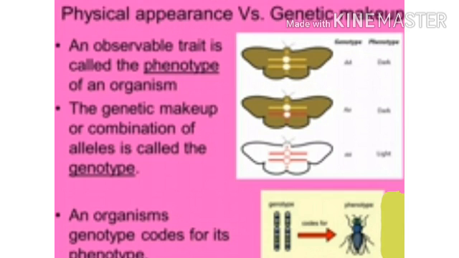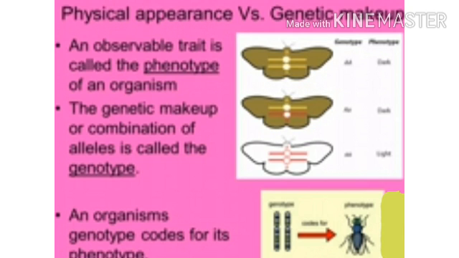Next terms are phenotype and genotype. Phenotype is an observable trait of an organism, or you can say it is the physical appearance of an organism. So you can see here that two types of moths are present, a dark colored moth and a white colored moth. This is the physical appearance, this means the color of the moth. This is the phenotype of the moth, that is the dark colored moth and the white colored moth.